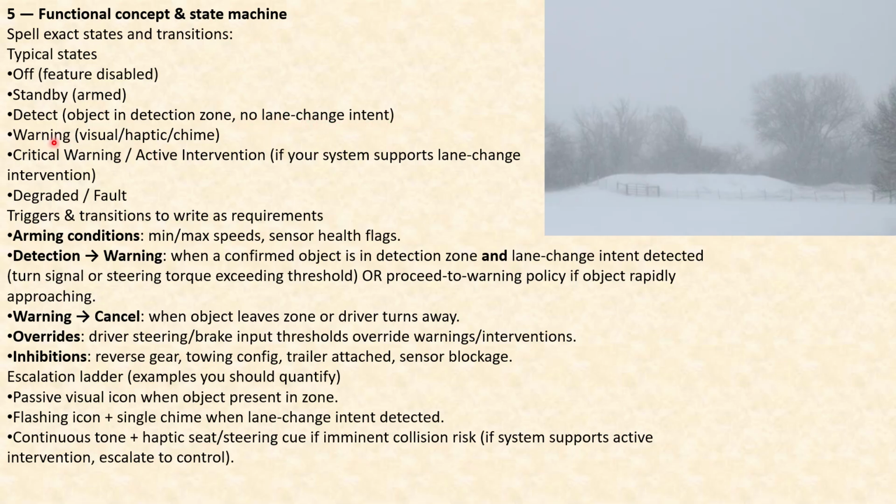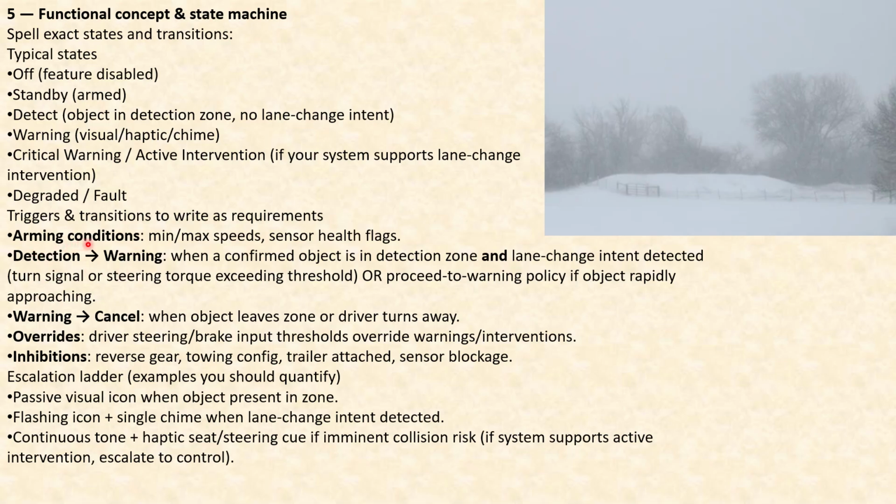All right. And next, you warn, whether visually, haptically, or with a chime. Haptic means a sudden jerk of the seat belt or a sudden jerk of the seat. These all fall under the category of haptic. And then critical warning, active intervention, if your system supports lane change intervention. And coming to the degraded and fault states, sometimes there can be degradation, like the sensor is not working properly or the camera is blocked because of some mud splashed onto it. And it also triggers transitions to the relevant requirements.